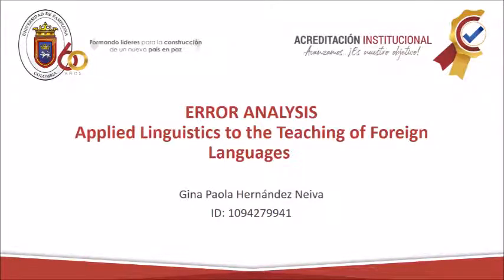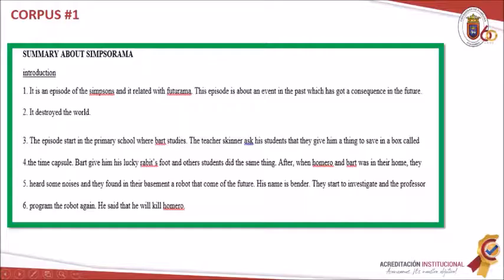I'm a foreign languages student at the University of Pamplona, and today I'm going to talk about error analysis, which is a branch of applied linguistics that emerged in the 60s. So I'm going to analyze two different corpuses with a grid, and then I'm going to show you how to do it. This is the first corpus I analyzed.